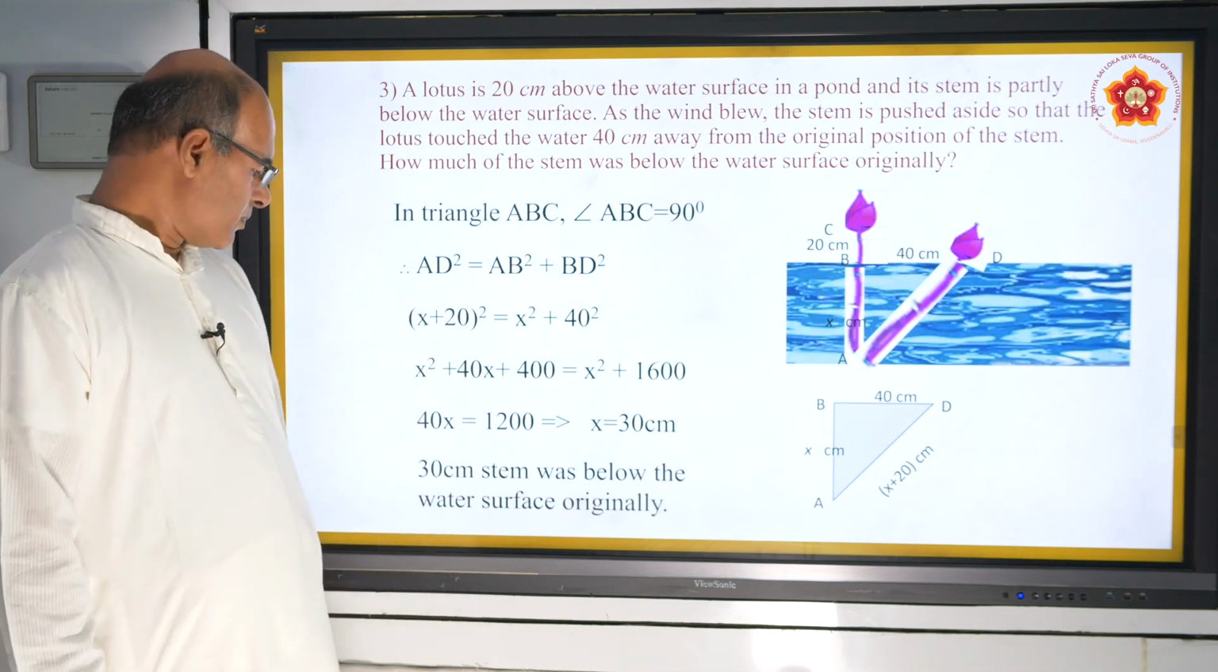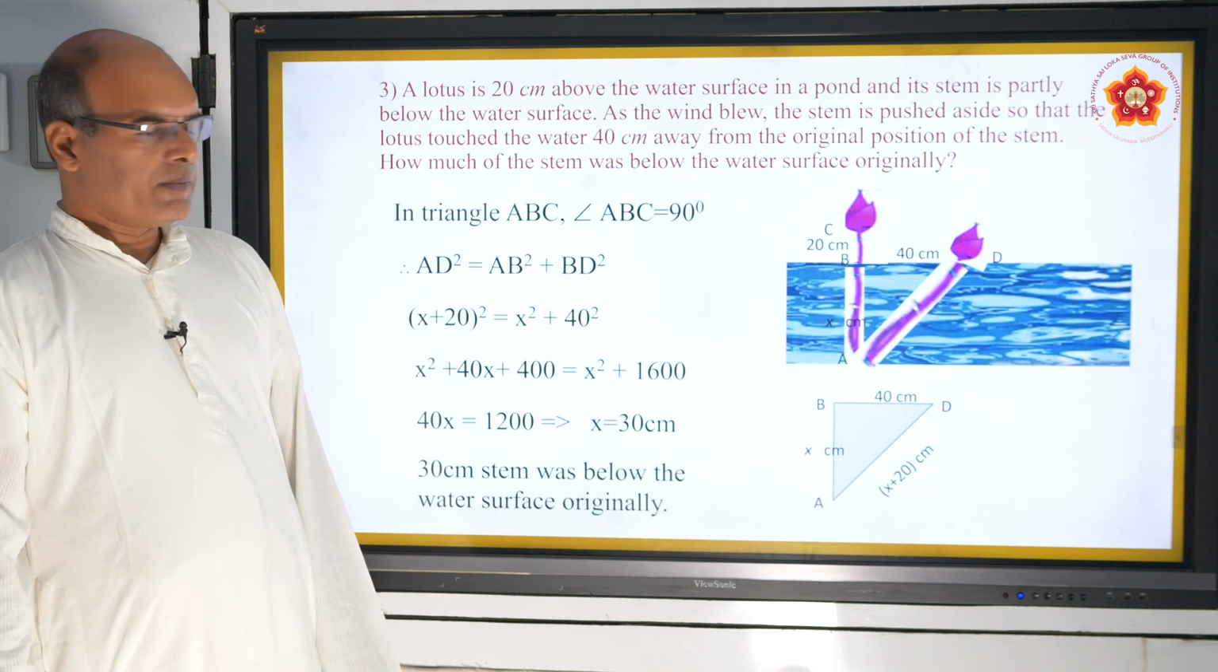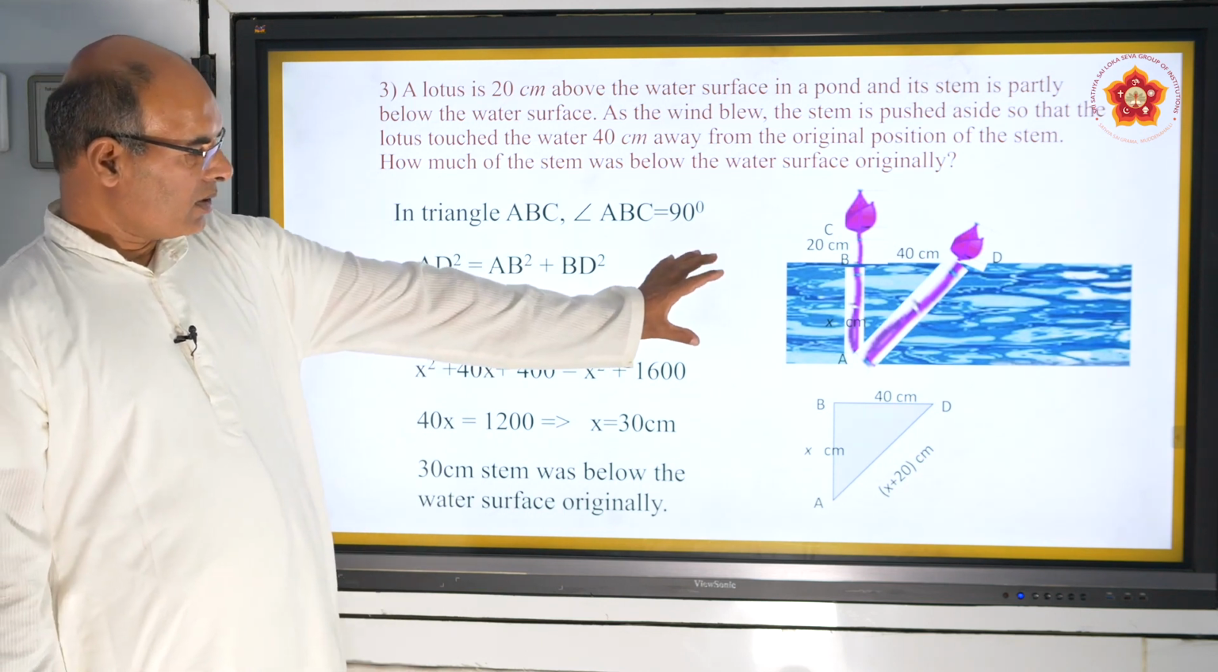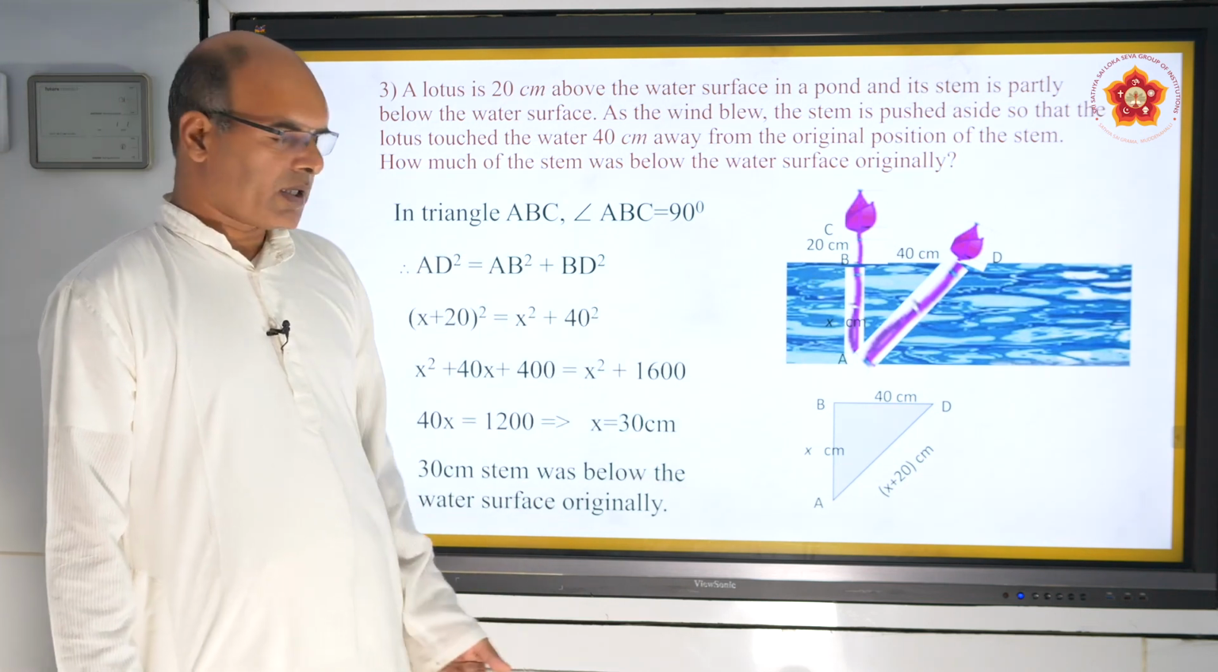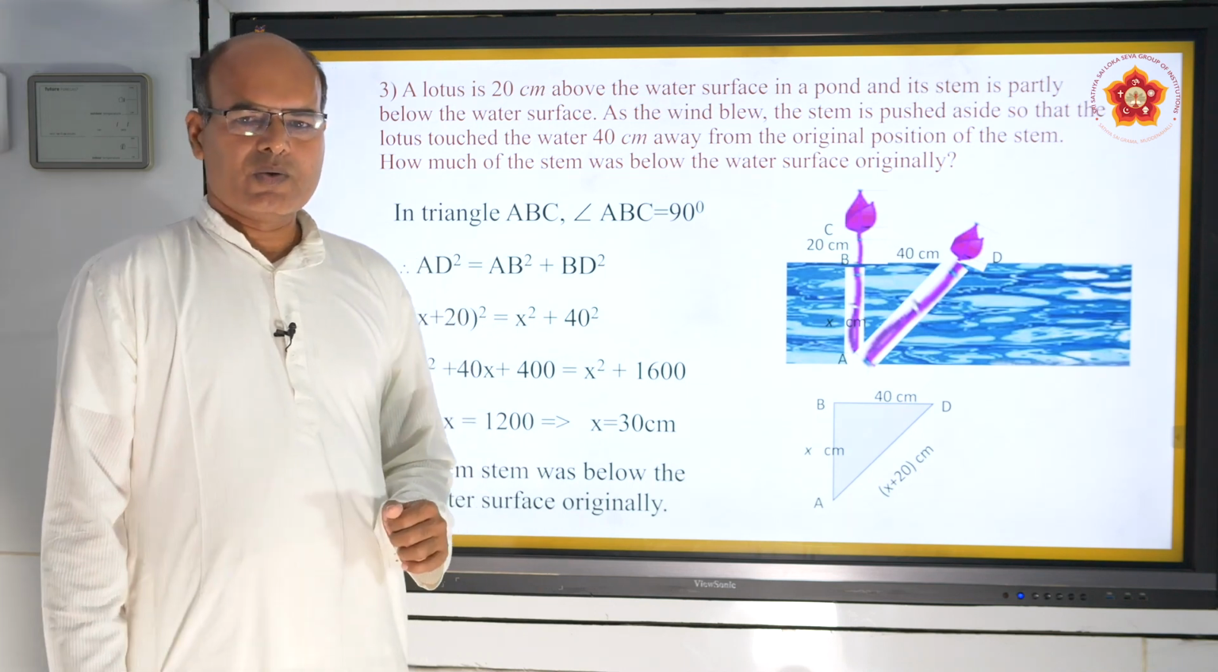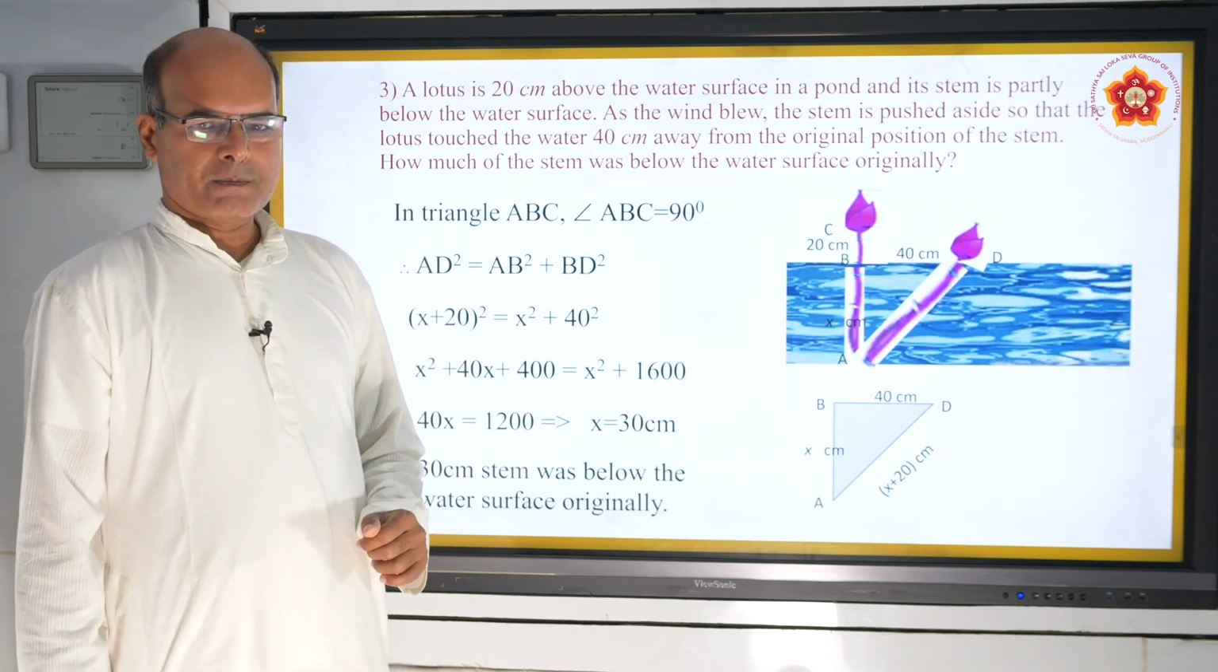So that means originally the stem of length 30 centimeter was below the water surface.